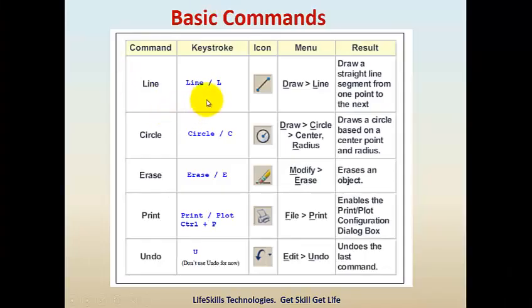Number one is the line command. What does it do? It draws a straight line segment from one point to the other. Then we have the circle command, to draw a circle based on its center point and radius. We have erase, which is under the modify tool. Line and circle are under the draw tool. With erase, we erase an object.